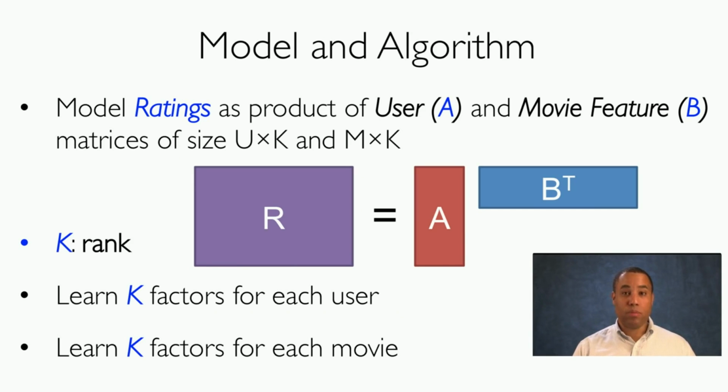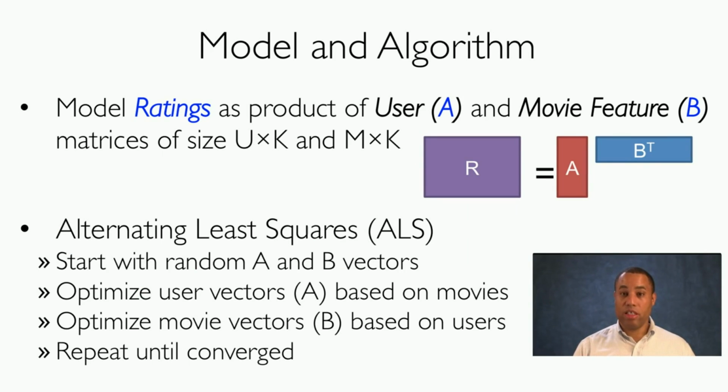We can model ratings as a product of user and movie feature matrices of size U by K for the user matrix and M by K for the movie feature matrix, where in this case K is the rank, and we want to learn K factors for each user and learn K factors for each movie. Now we can do this by using the alternating least squares method. We start with random A and B vectors, and then we optimize the user vectors, those are the A vectors, based on the movies. We optimize the movie vectors, that's the B vector, based on the users. And we repeat this process until we reach convergence. You'll explore this in the lab.